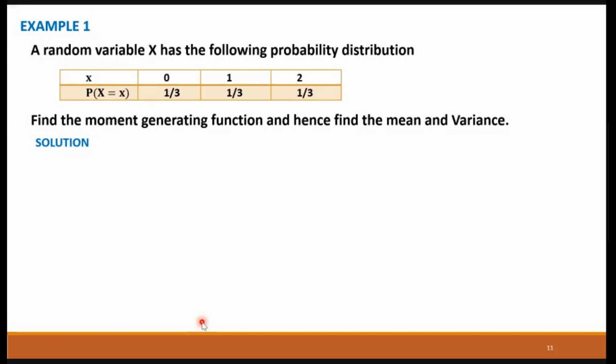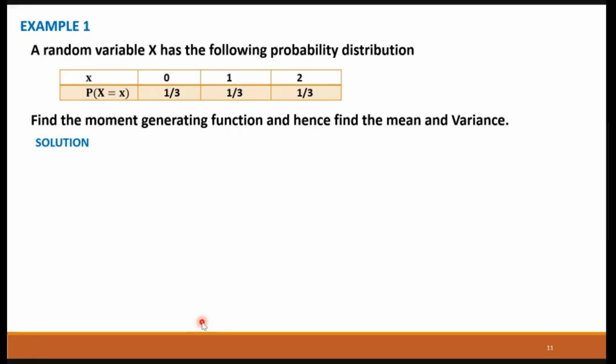A random variable x has the following probability distribution: x, p of x. Find the moment generating function and hence find the mean and the variance. It is just given: find the moment generating function.